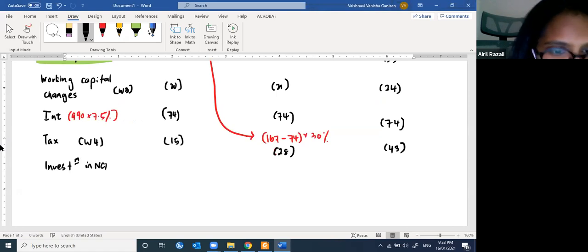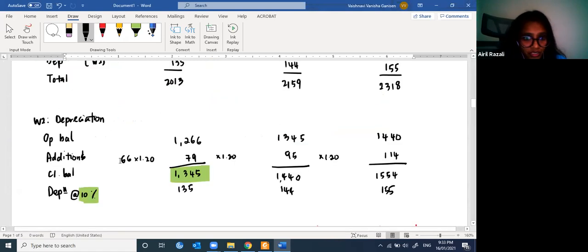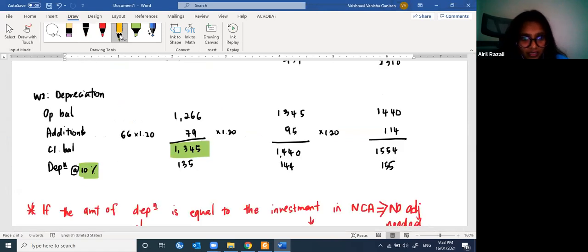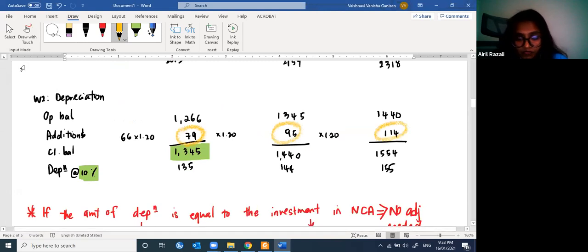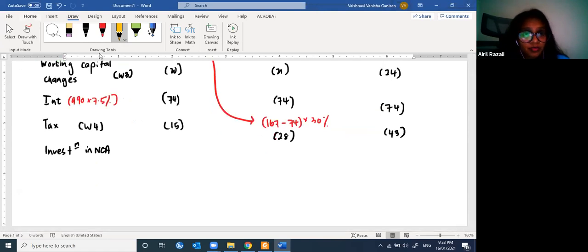In non-current asset. Okay, where you get the value, remember your additions just now. That is your value. Let me show you where, here. Okay? Here. $79, $95, $114. $79, $95, $114. So you get FCFE.